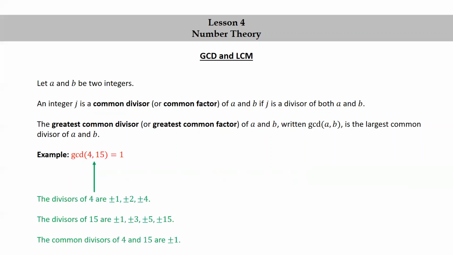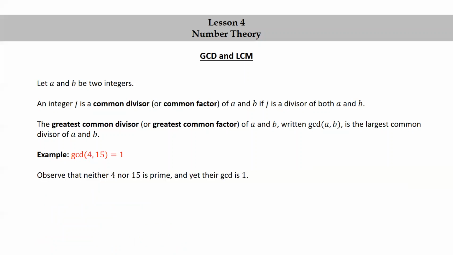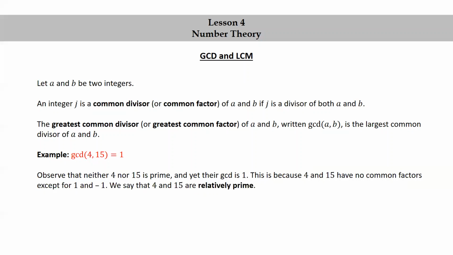Another example, GCD of 4 and 15 is equal to 1. Right? The divisors of 4 are ±1, ±2, ±4. The divisors of 15 are ±1, ±3, ±5, ±15. So we see that the common divisors of 4 and 15 are plus and minus 1. Observe that neither 4 nor 15 is prime, and yet their GCD is equal to 1. This is because 4 and 15 have no common factors except for 1 and -1. We say that 4 and 15 are relatively prime.